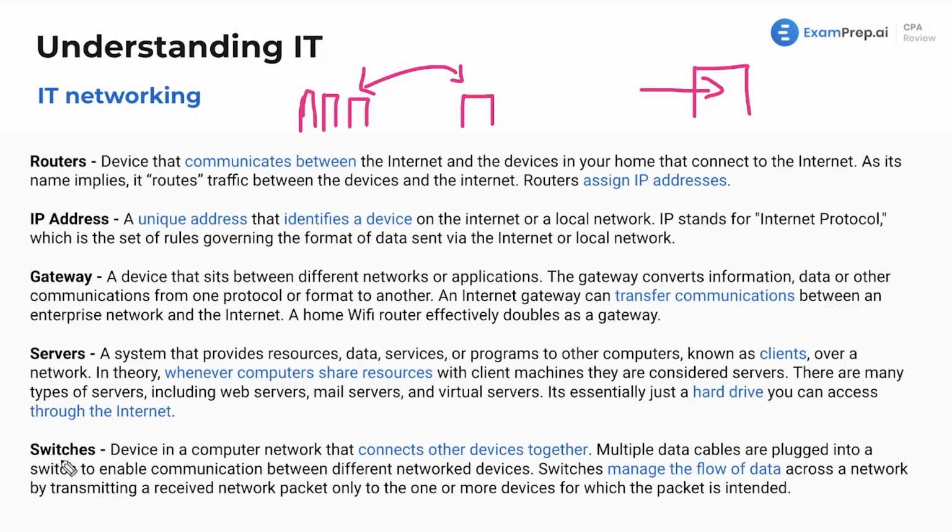Lastly, we've got switches. Now, a switch is a device in a computer network that connects other devices together. Multiple data cables are plugged into a switch to enable communication between different networked devices. Switches manage the flow of data across a network by transmitting a received network packet only to the one or more devices for which the packet is intended. So it's the on and off switch for the flow of data between devices. That is what a switch does. Awesome. Let's keep moving along.